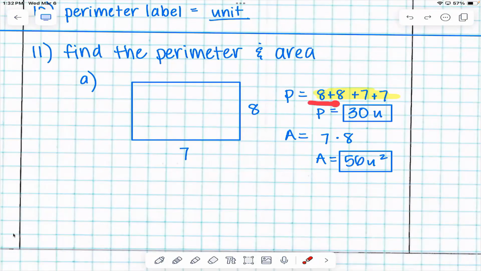To find perimeter, we have these numbers we use to calculate the perimeter. What do we call those numbers? The plugins, right? They're the dimensions of the problem, but they're the numbers we plug into the formula, right?